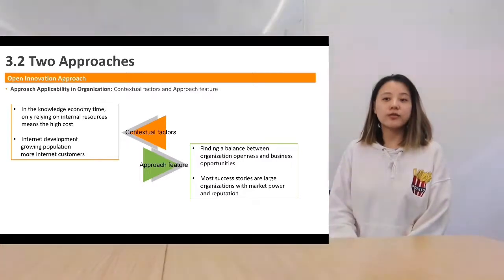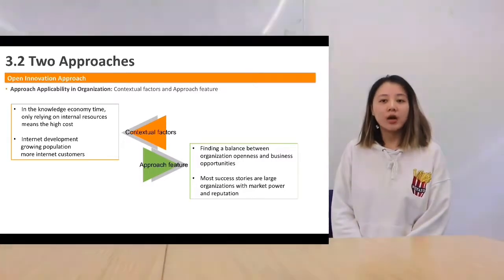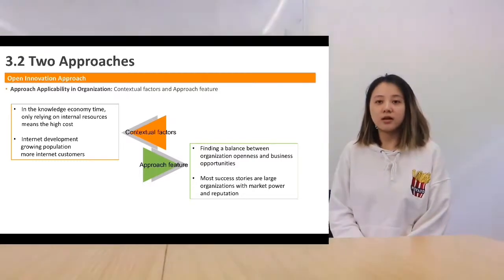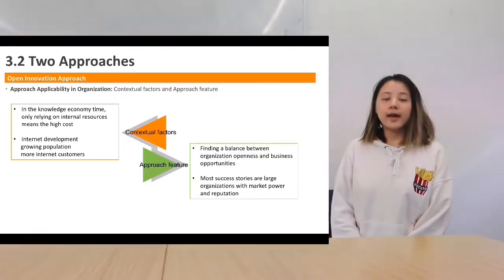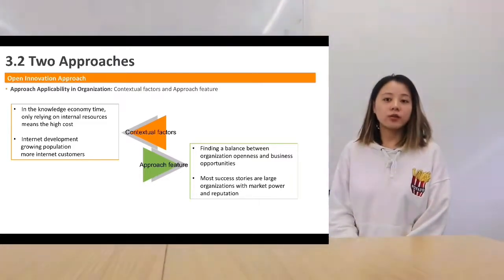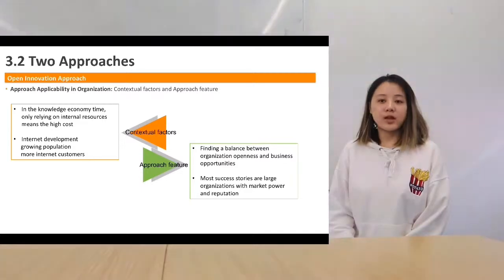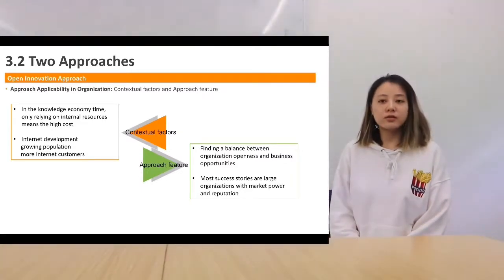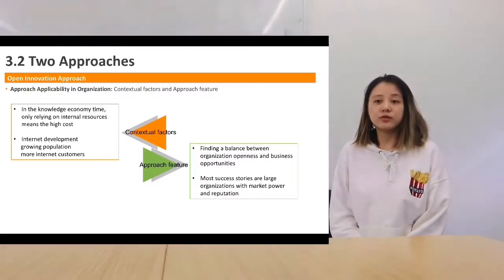Related to contextual factors, nowadays is the knowledge economy time. Amazon can rely on internal and external resources and reduce their high costs through applying this approach. And the internet is developed and the population is growing, and there are more and more internet customers. So applying the open innovation approach is the right choice in the current situation.